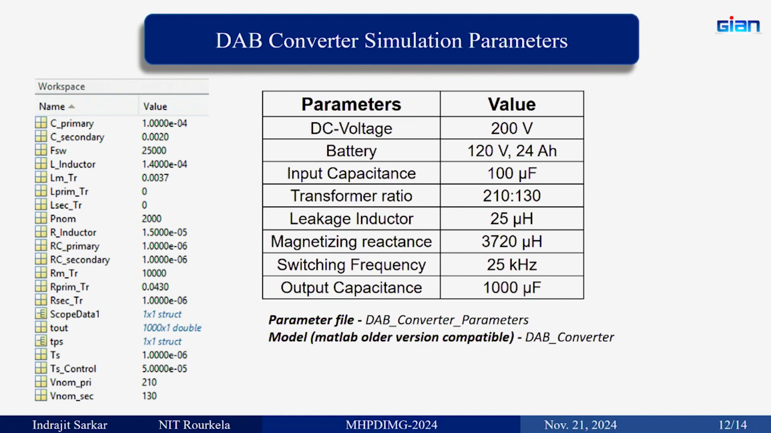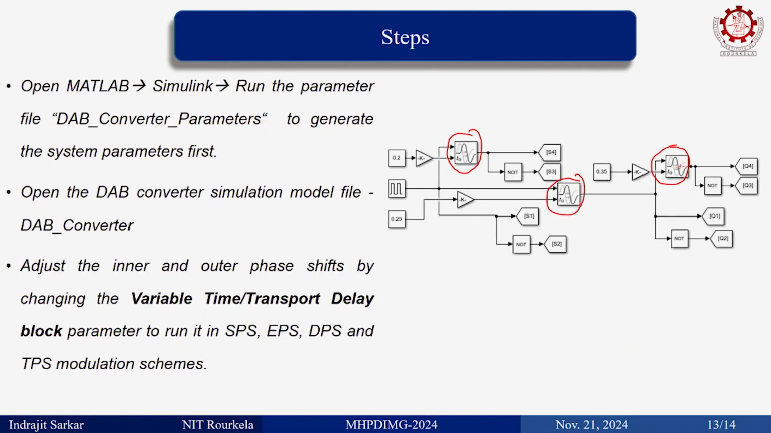Okay. Now, these are the simulation parameters. These simulation parameters are mentioned in this simulation parameter file that will be shared with you, and this is the DAB converter simulation file. There you have the DAB converter where you can control the phase shifts. The variable time transport delay blocks are there. By adjusting the angles and time delays here, you can adjust alpha 1, alpha 2 and alpha 3, and accordingly you can achieve SPS, EPS, DPS and TPS.